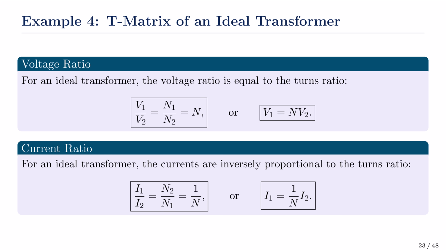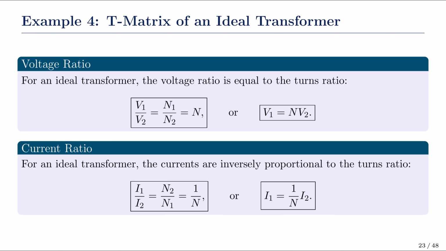The voltage ratio is equal to the turns ratio. Therefore, V1 divided by V2 is equal to N1 divided by N2, which is simply N. We can therefore write V1 equals N times V2. The current ratio follows the inverse relationship. The current at port 1 is equal to the current at port 2 divided by N.